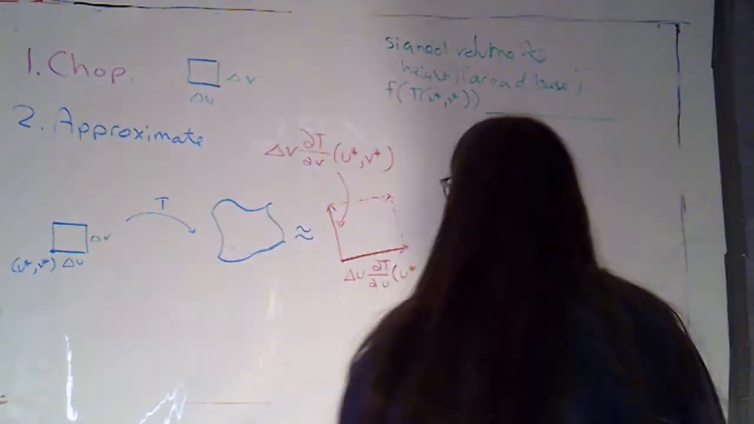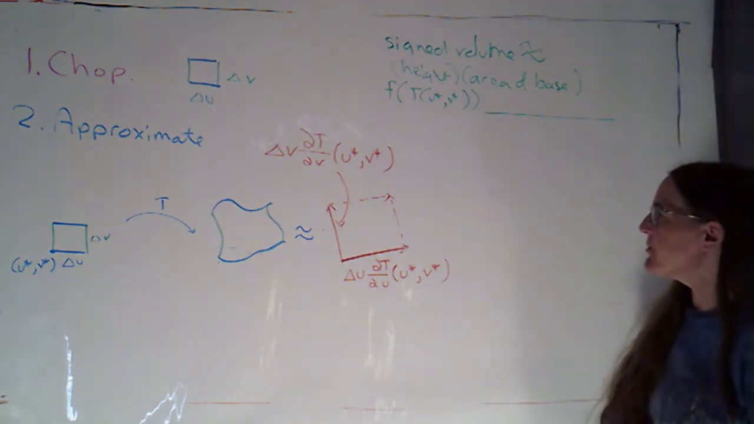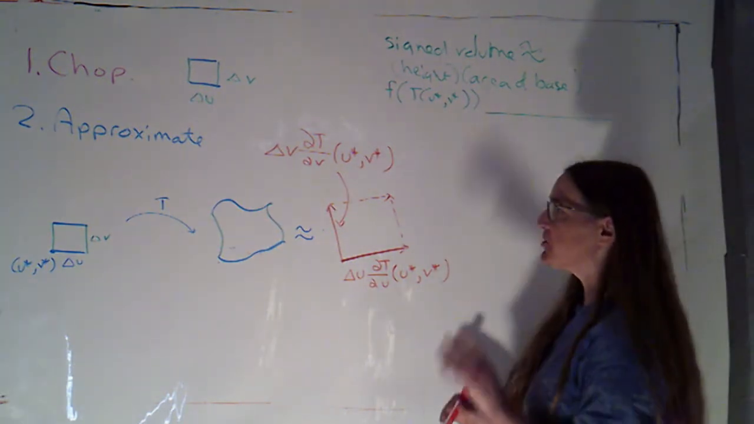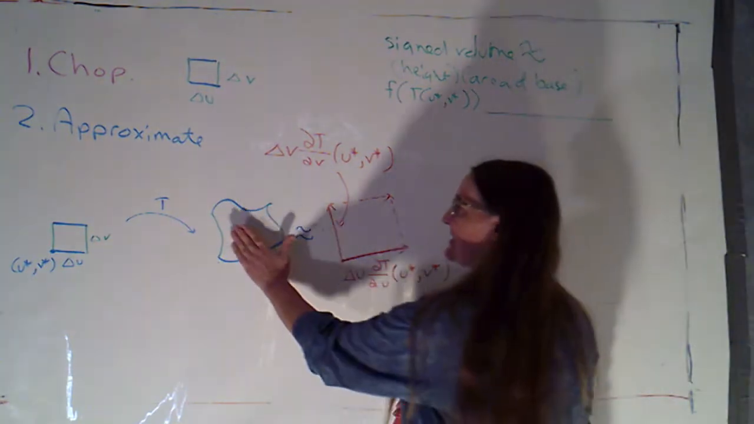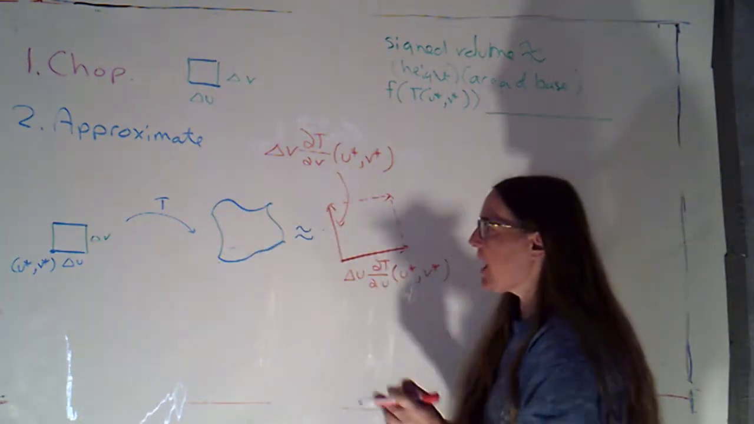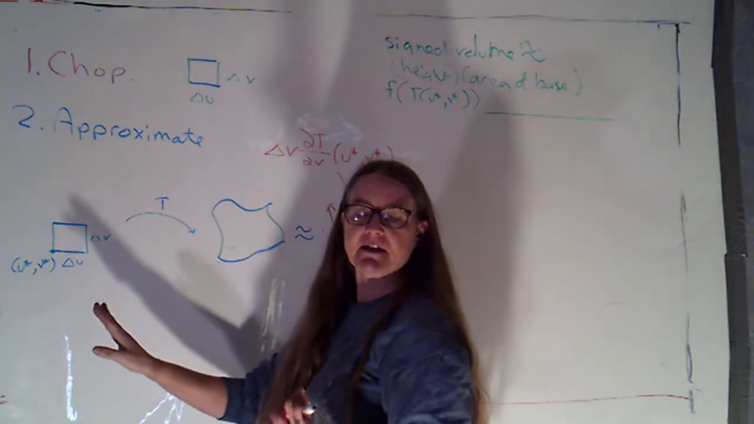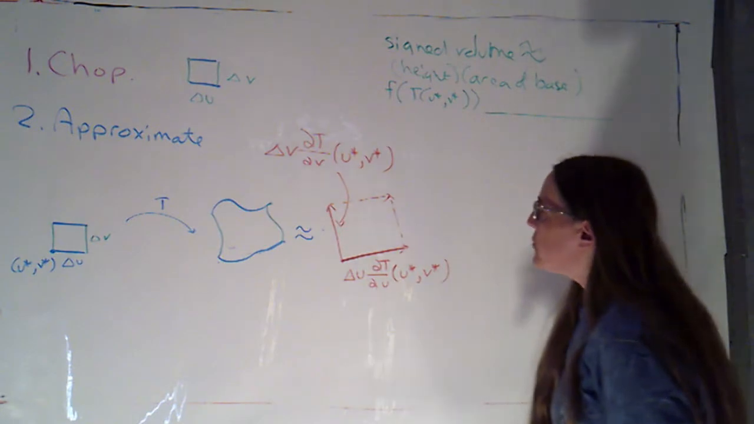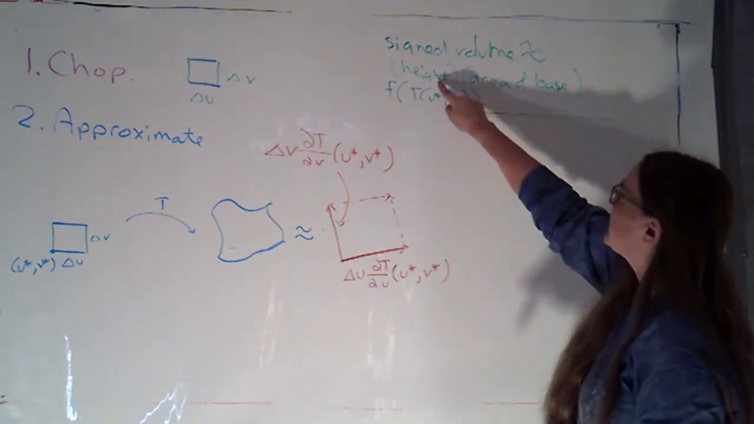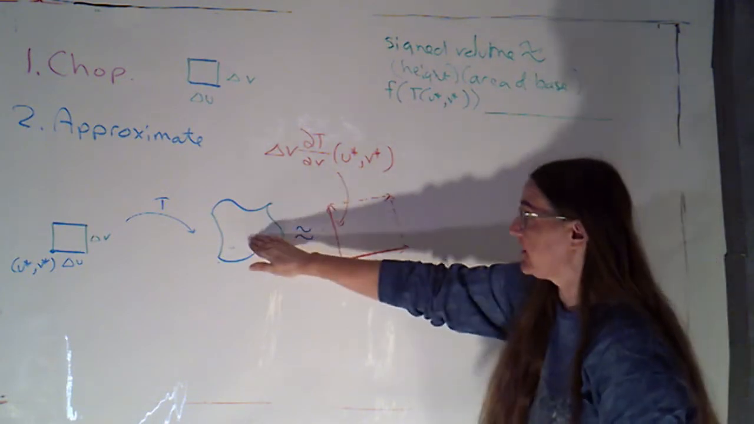Okay, I wanted to take a moment just so I could clean up this picture a little bit. So remember what we're trying to do here is we're trying to approximate the signed volume that we get over this blob, where this blob is the image under the transformation T of this lovely rectangle. Okay. So we determined that we needed to approximate the height and we needed to approximate the area of the base, which is the area of the blob.